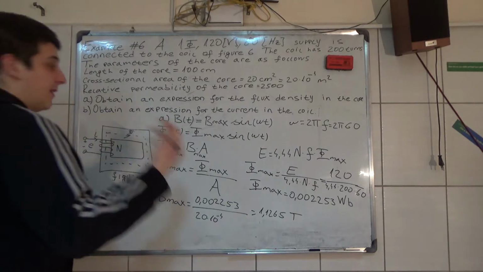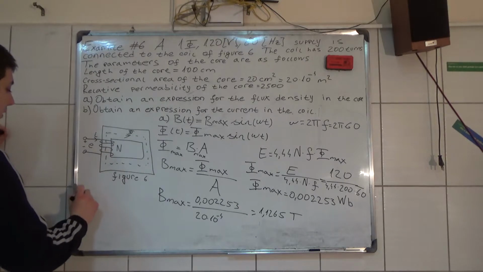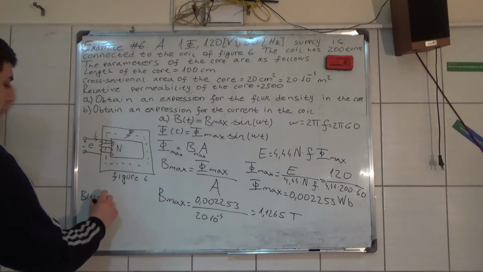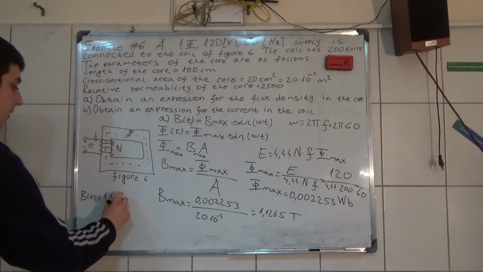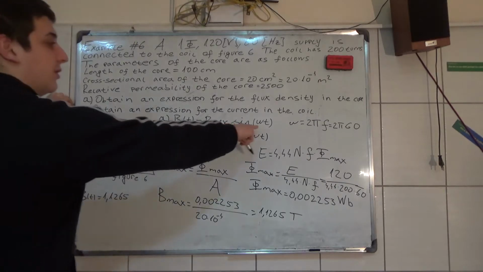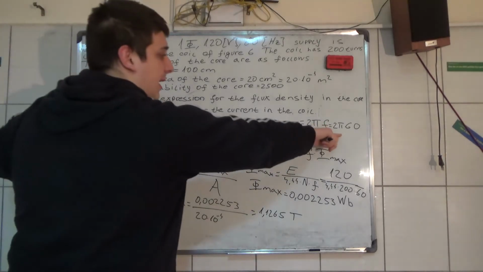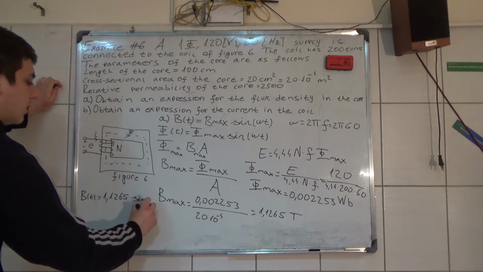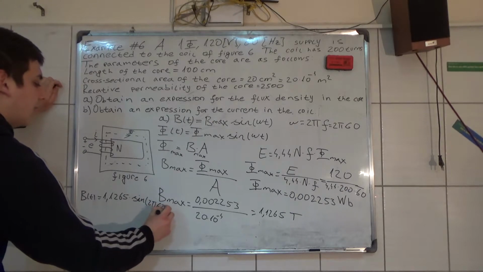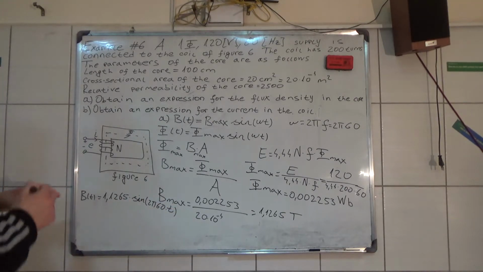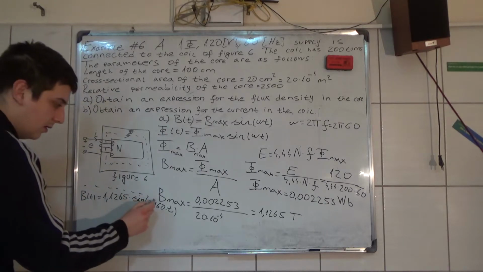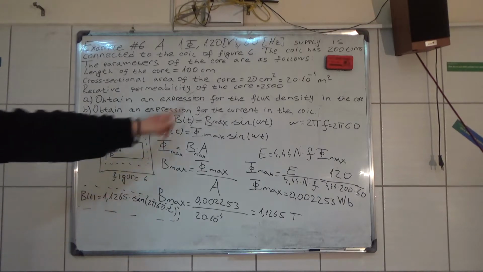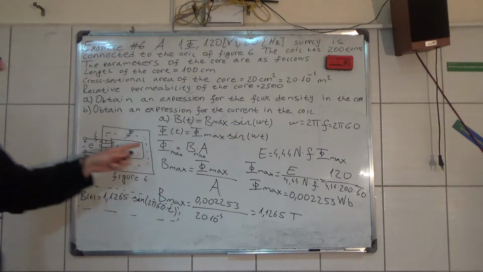So the expression for the flux density in the core is equal to this times sin omega t, but omega is 2π60 times time. So this here is the expression for the magnetic flux density in the core.